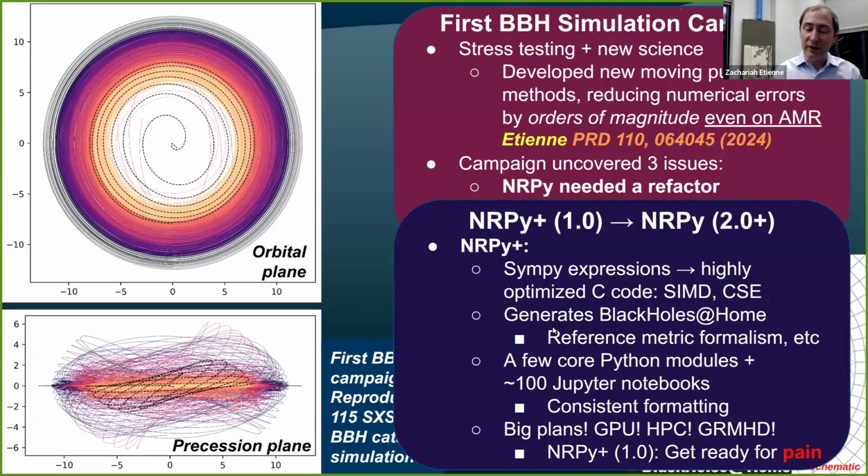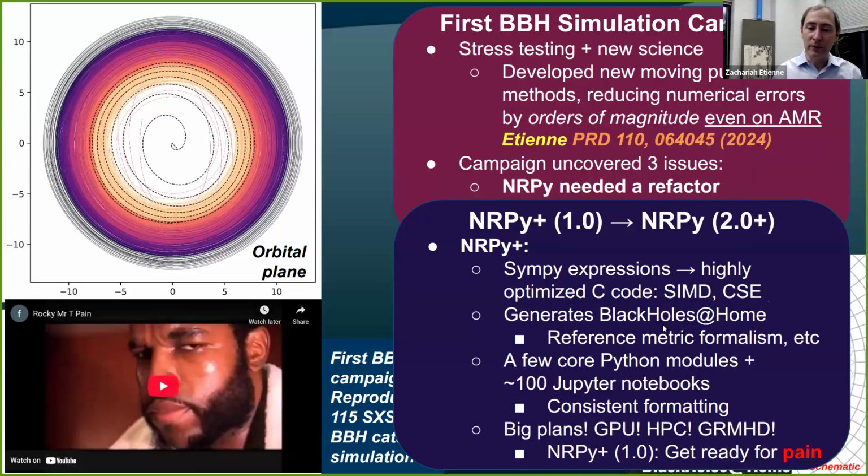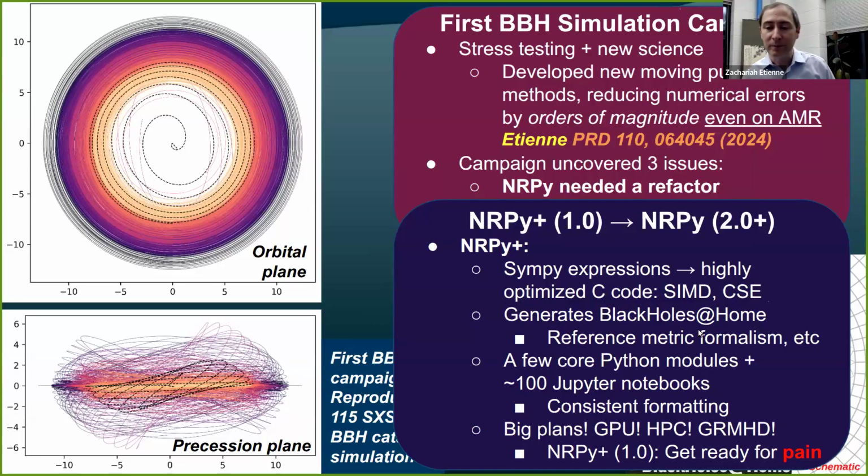It also generates black holes at home. Like I said, black holes at home is NRPy's native numerical relativity infrastructure. It has all of the components of black holes at home, including reference metric formulation and many other aspects.